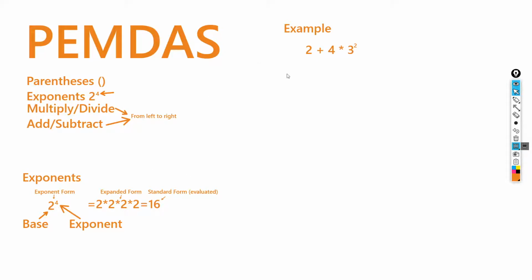So now we're going to just take a look at some examples to solidify some of this understanding. So here I've done 2 plus 4 times 3 squared. If we look at this example that we have here, the first thing we want to do is decide what steps we're going to do first. So we take a look. We see there's no parentheses. I don't have any P, so I don't have to worry about that.